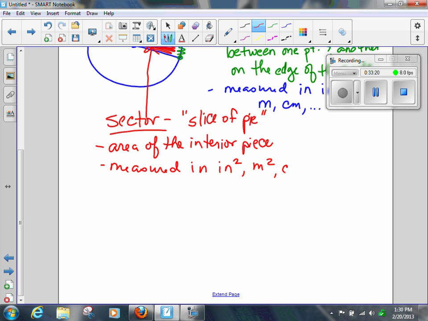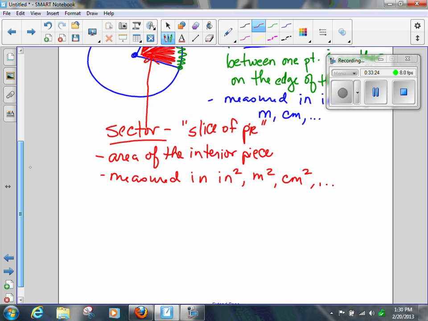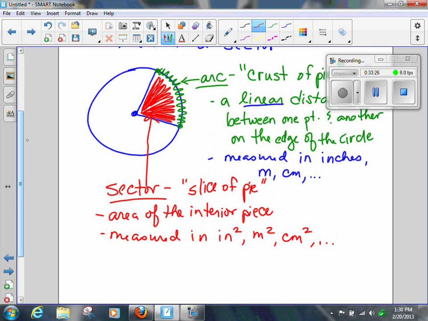Meters squared, centimeters squared, dot, dot, dot. Arc, crust, sector, slice. We totally go over this in geometry. Okay, it's all related. I haven't quite figured out how it's related to converting radians to degrees, degrees to radians, and all that good stuff, or coterminal angles.